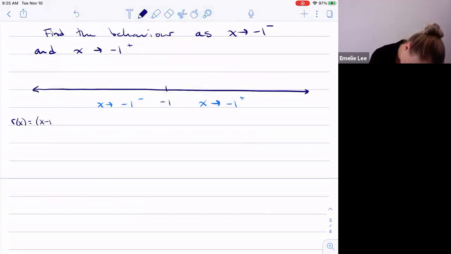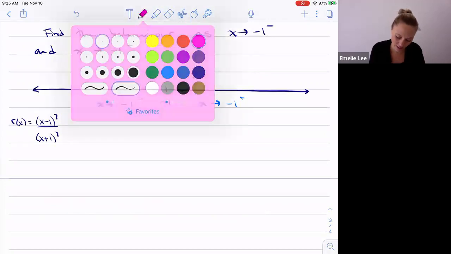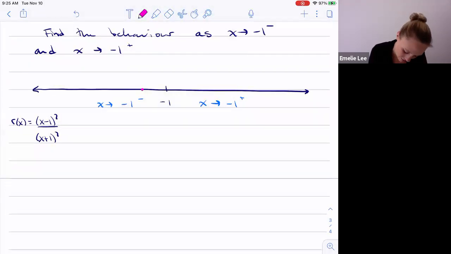R(x) is (x minus 1) squared over (x plus 1) squared. Okay, and just picking some test values here. To the left of negative 1, let's say it's negative 2, right? And then to the right of negative 1, I like 0, right? Whenever I can, I'll use 0.